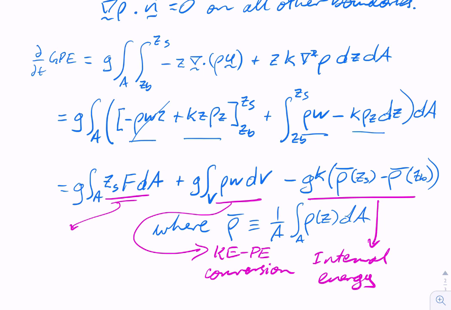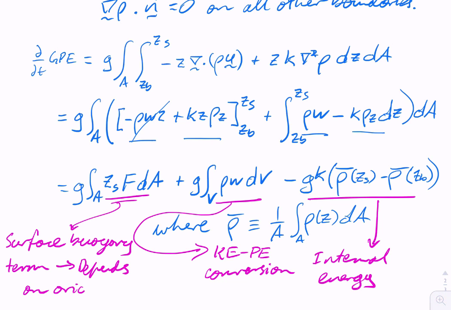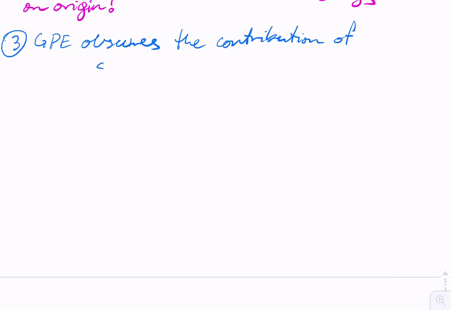However, the first term, which is the input of GPE from surface buoyancy flux, is only independent of the origin in the special case of horizontal convection, in which net buoyancy flux is constrained to be zero. Thus, we argue that in the presence of surface buoyancy fluxes, the rate of change of GPE is also an arbitrary quantity. This special case of horizontal convection, where the net surface flux is zero, highlights the third and most significant problem with using GPE, namely that it obscures the dynamics which arises due to surface buoyancy fluxes.